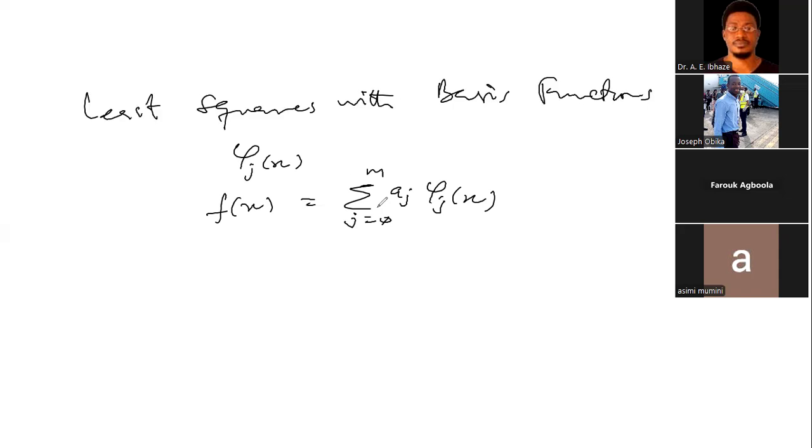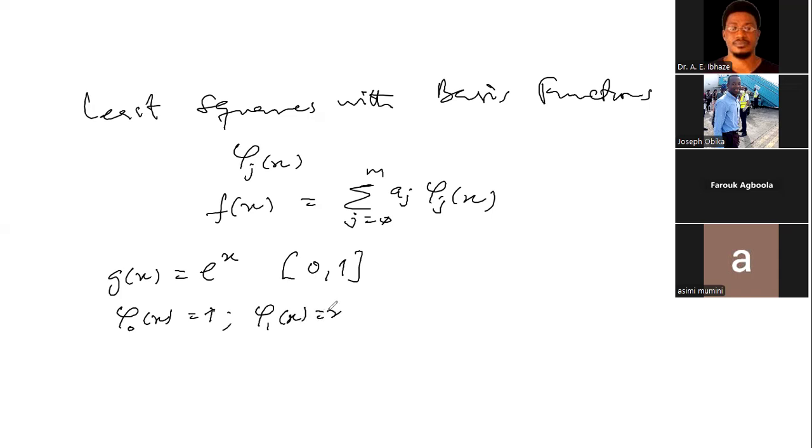I wish we could look at an example, but I want to just run through some other details. Let's assume, for instance, we have g of x is the same as e to the x, taken over the interval 0, 1. And we have the basis function phi 0 of x equal to 1. Another basis function given is phi 1 of x equal to x.